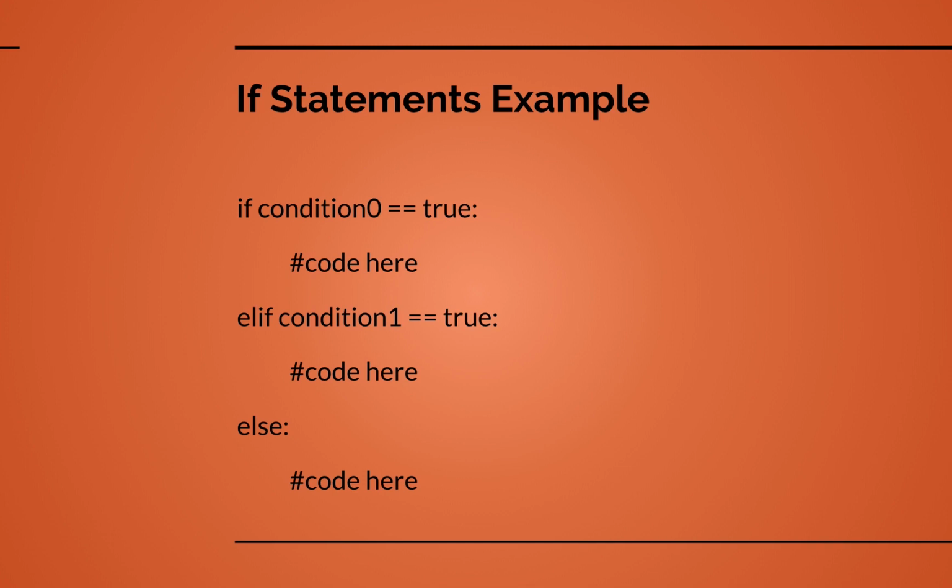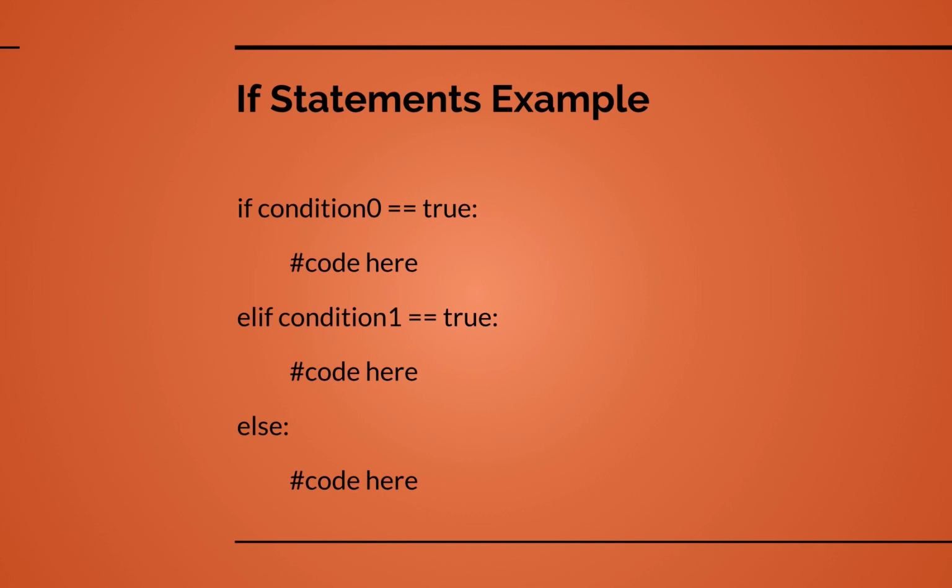But what if condition 0 evaluates to false? Well, in that case, we don't execute that code, we move on to the next test. That way, we're going to move on to elif test condition 1. If that's equal to true, we execute the code. If that is false, then we move to the else statement. So there's no other tests to test. We just go ahead and execute that code if everything above it fails.